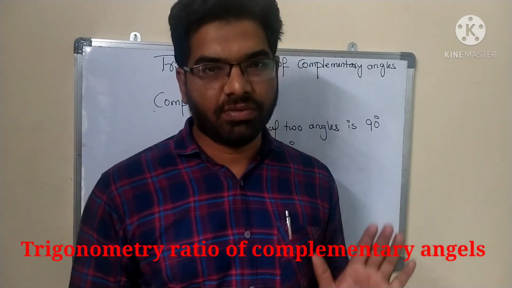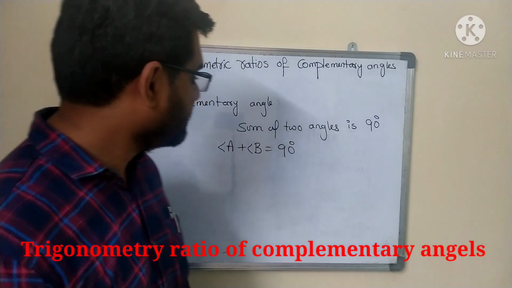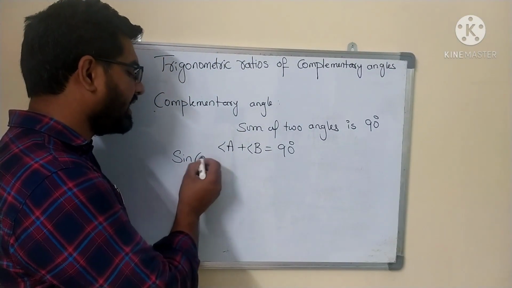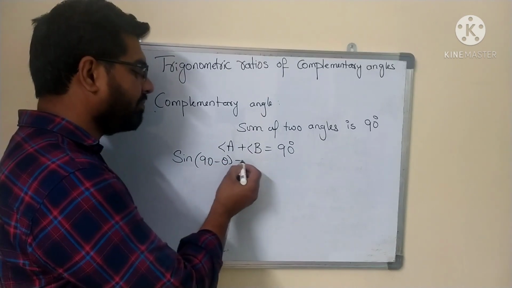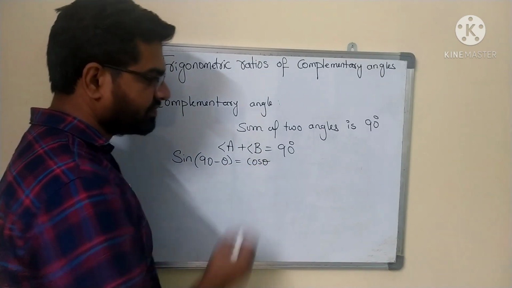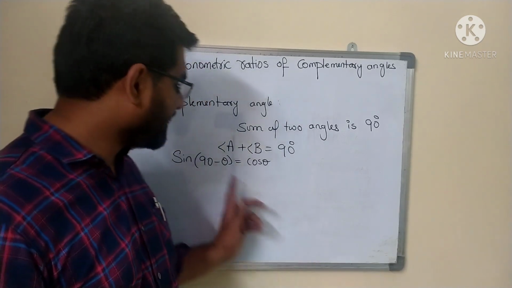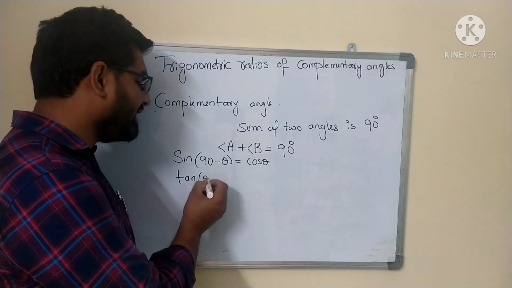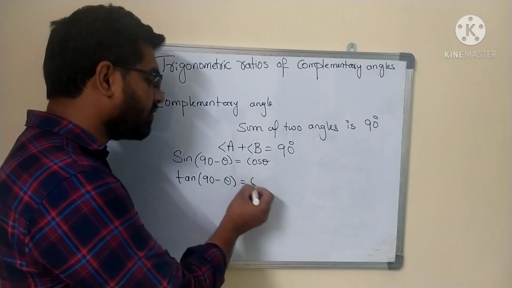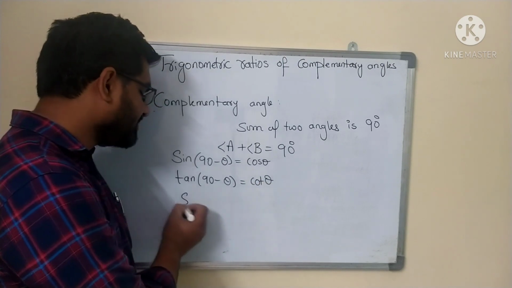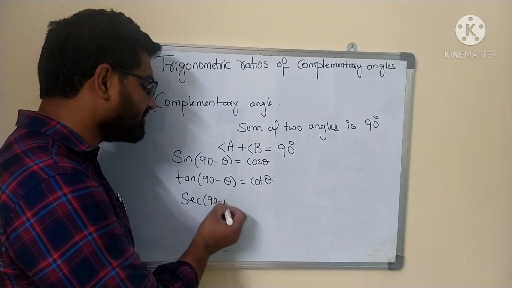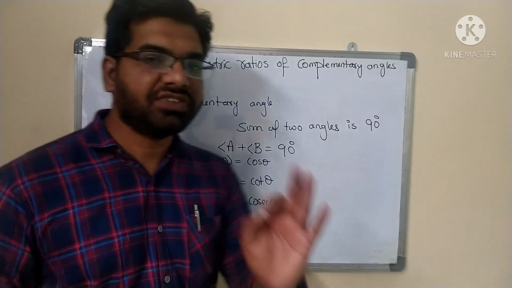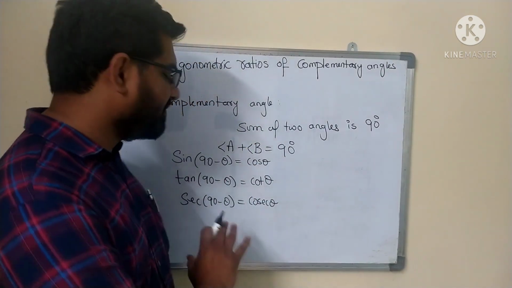First of all, we should know the formulas. Sine of 90 minus theta is equal to cos theta. Tan of 90 minus theta is equal to cot theta. And secant of 90 minus theta is equal to cosecant theta. These are the basic formulas. We know that already.